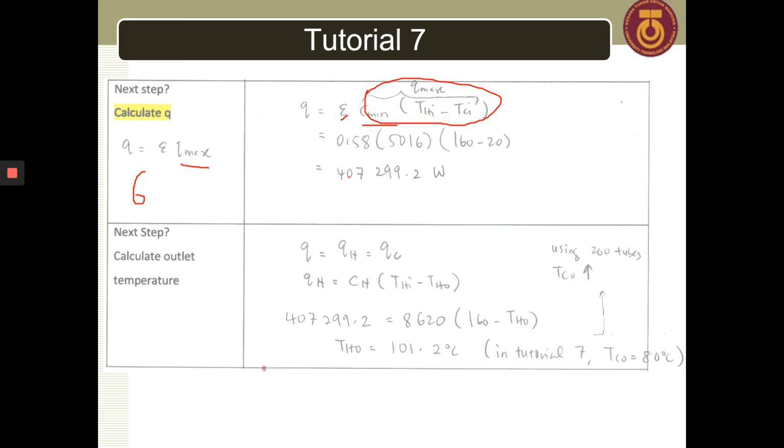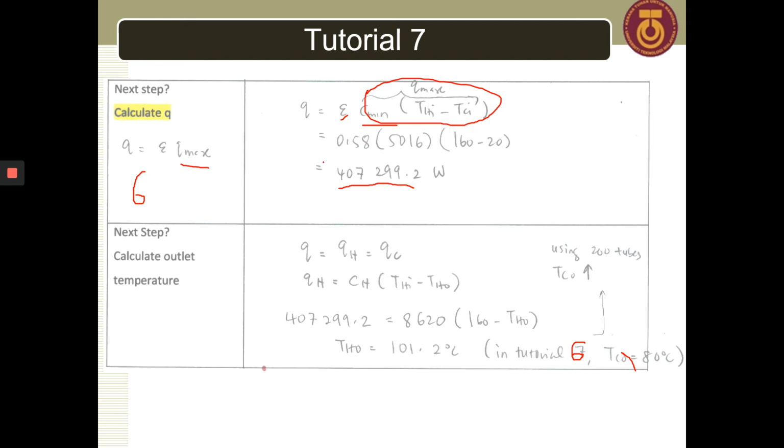Here the Q value you will get is 400,000 watt, which is higher than last time. Sorry, this is not tutorial 7, this is tutorial 6. Last time for tutorial 6, I think it's only about 300,000 watt.